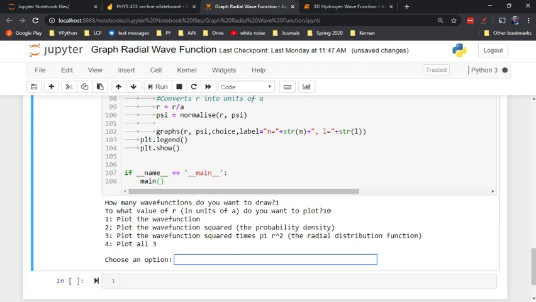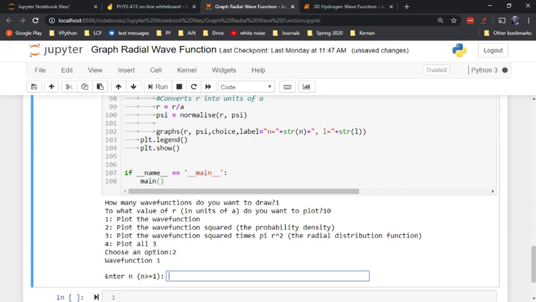And then it asks what you want to plot: the full wave function, the wave function squared, the wave function times 4 pi r squared, or plot all three. Let's go with the wave function squared. This is the thing we're used to thinking of as the probability density. So let's go with the wave function squared.